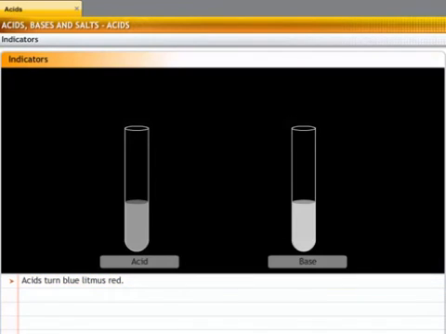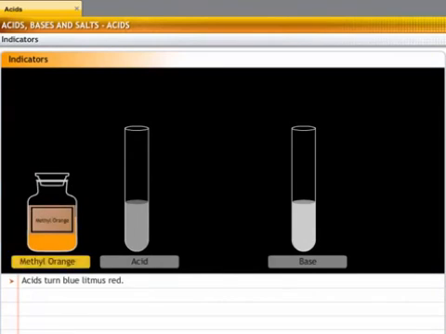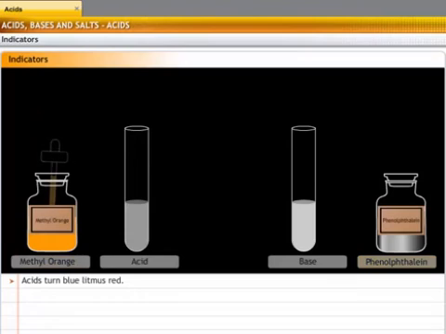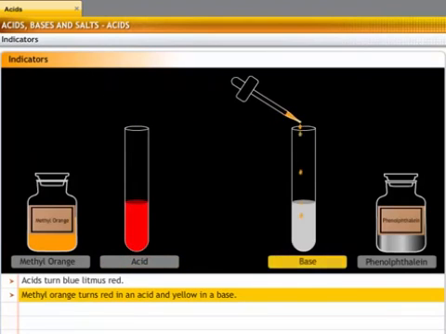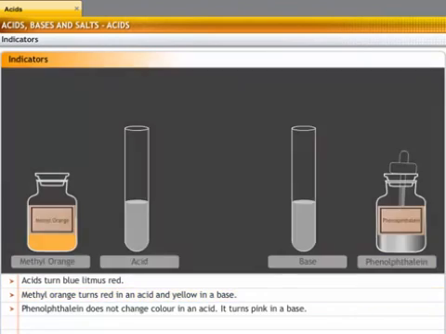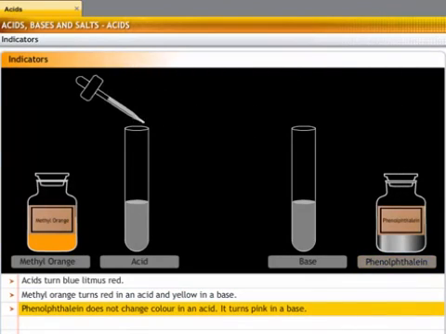Apart from natural indicators, there are a few synthetic indicators such as methyl orange and phenolphthalein. The neutral color of methyl orange is orange and it turns red in an acid and yellow in a base. Phenolphthalein is colorless. It does not change in an acid but turns pink in a base.